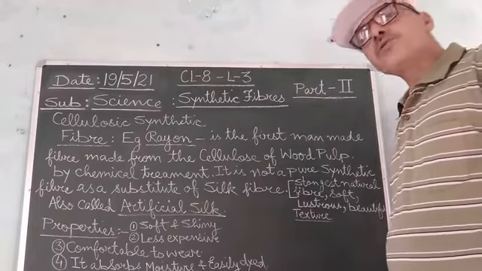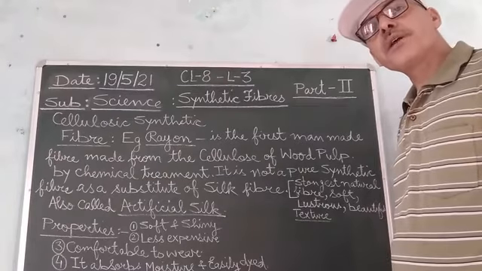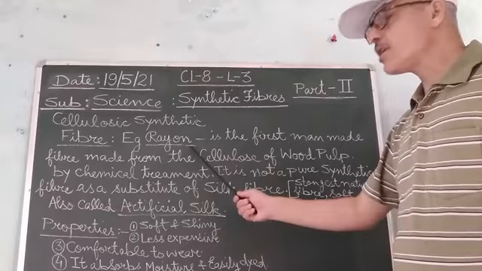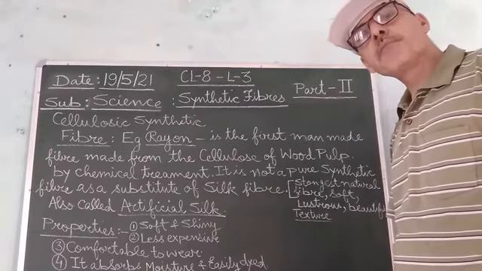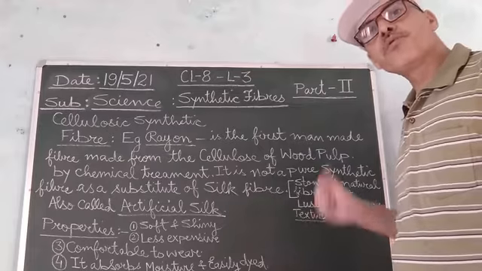So as a result, in the 19th century, the scientists succeeded in making the rayon type of synthetic fiber by chemically treating the cellulose, which is obtained from the wood pulp of the plant.